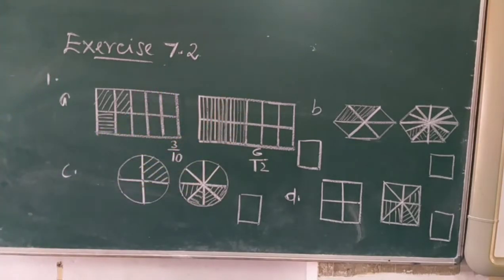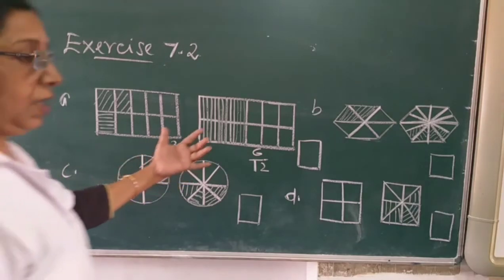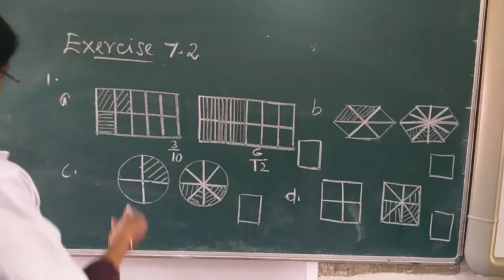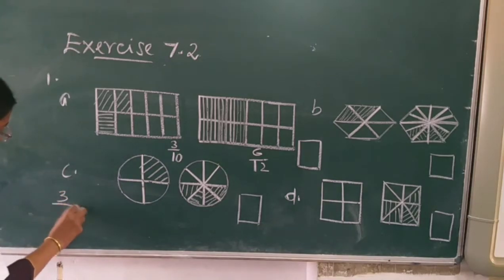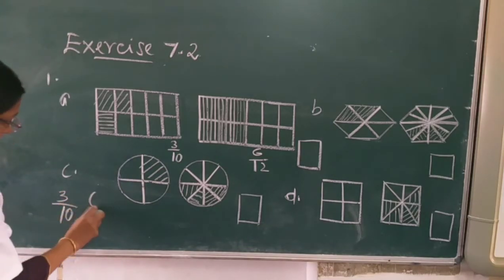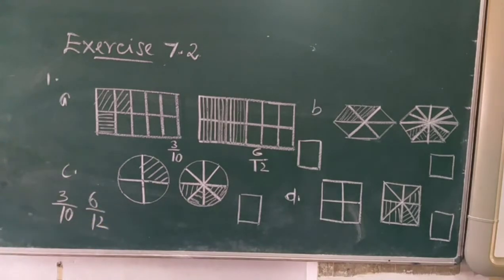Okay children, what we want to check, are they equivalent or not? See 3 by 10 and 6 by 12. See the numerator, here it is 3 and here it is 6. 3 into 2 is 6, correct? 3 into 2 is 6. But this 10 into 2 is 12. See, to get an equivalent fraction, we multiply both numerator and denominator by the same number.